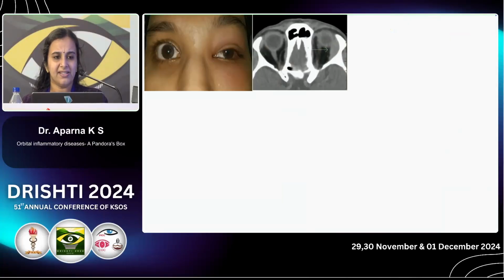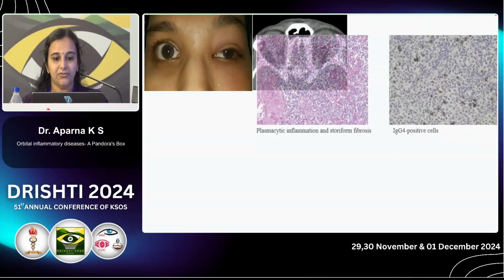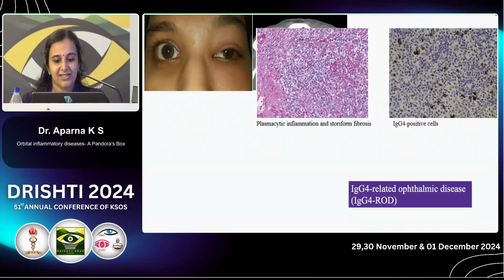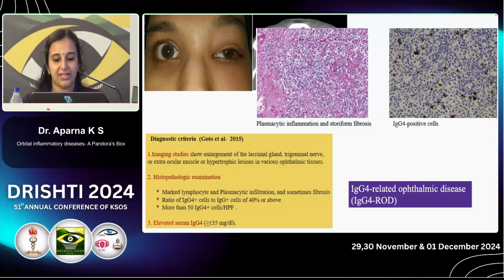This patient presented with multiple episodes of lacrimal gland area involvement, so we did an excision biopsy. Histopathology showed plasmacytic inflammation with storiform fibrosis, and immunohistochemistry showed IgG4 positive cells. So it is a new kid on the block, IgG4 ophthalmic disease.